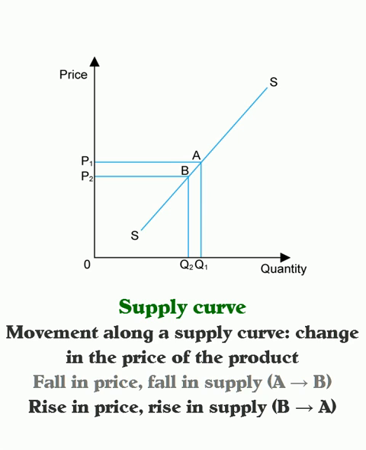Supply curve. Movement along a supply curve is caused by a change in the price of the product. Fall in price, fall in supply, A to B. Rise in price, rise in supply, B to A.